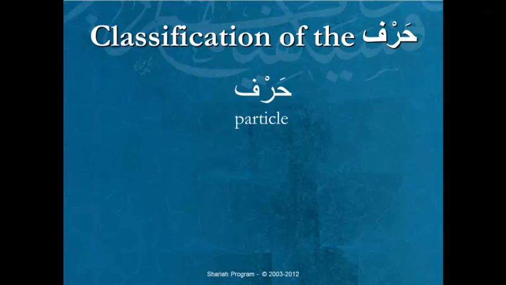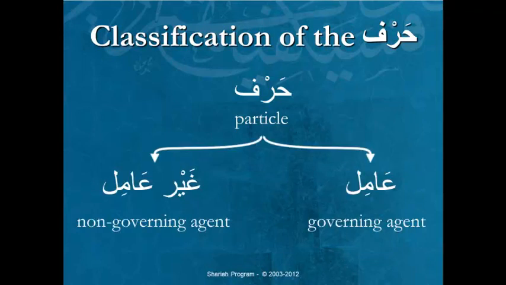Okay, now we're drawing to a close. Now we're talking about the harf. The harf is the particle, and this includes the 3 English parts of speech: prepositions, conjunctions, and articles. And this divides into 2 categories. Then again, it's a constitutive division. If they ask you the question, how many kinds of particles are there? Then this is what you say. You say the particles divide into either the governing agent or the non-governing agent. Amil and ghair amil.